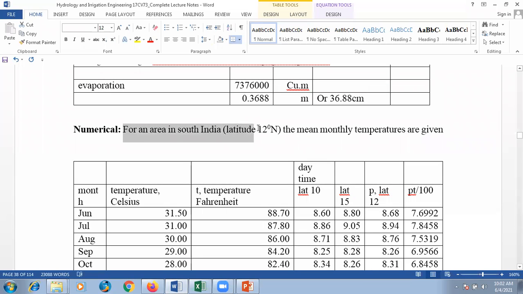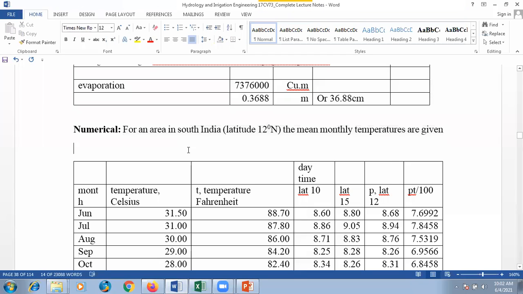For an area in South India, latitude 12 degree north, the mean monthly temperatures are given. And here the statement is incomplete. Sorry for that. Maybe in class notes it is not the same, but it should continue. The question is to decide the evapotranspiration taking the crop as rice with a crop coefficient of 1.1. So I will make that correction and send one more rejoinder in your WhatsApp group. You can please make a note of that.